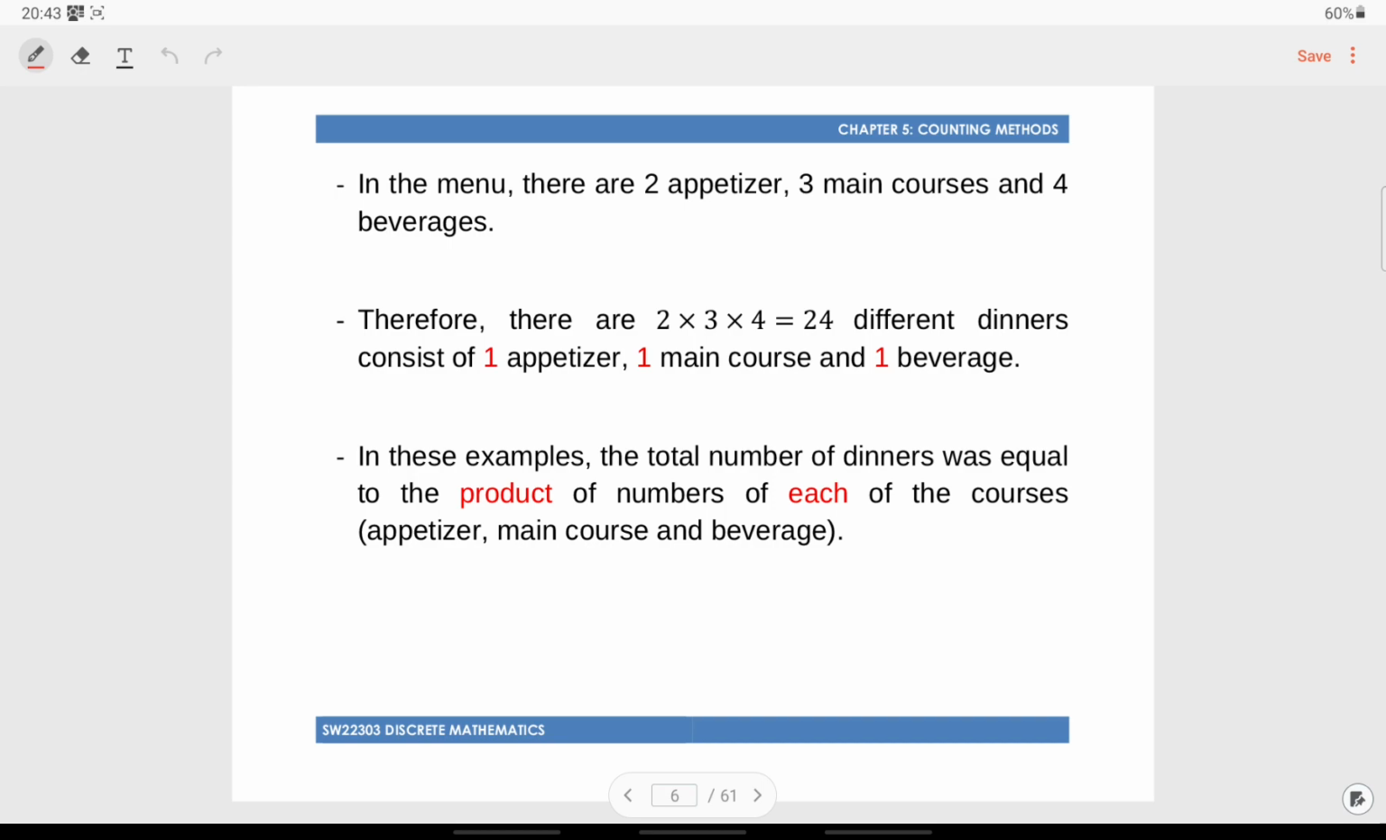So from this example, the total number of dinners was equal to the product of the numbers of each of the courses: appetizer, main course, and beverage. Because we have 2 different appetizers, 3 different main courses, and 4 different beverages, we simply multiply all these numbers and come out with the product, which is 24, representing the total number of dinners that can be formed, consisting of one appetizer, one main course, and one beverage.